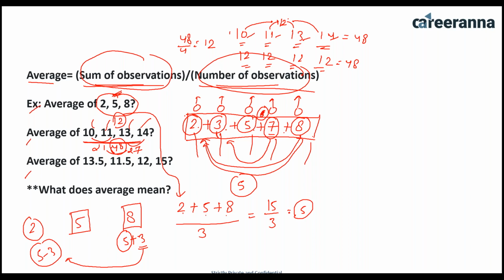So we have a simple definition of average, which is the sum of observations divided by the number of observations. Okay, so this is 5, this is 12. What is the value of this one? 13.5, 11.5, 12, and 15. One person told me 12, one is 13 and 12.5. Any other options? Guys, it's very easy. A lot of you are giving 12, 13, 12.5. I got one or two answers.